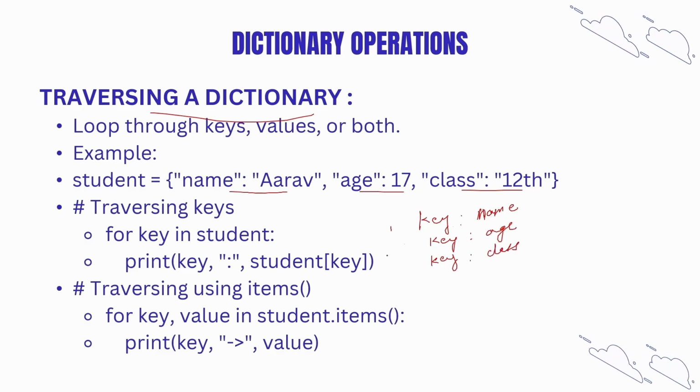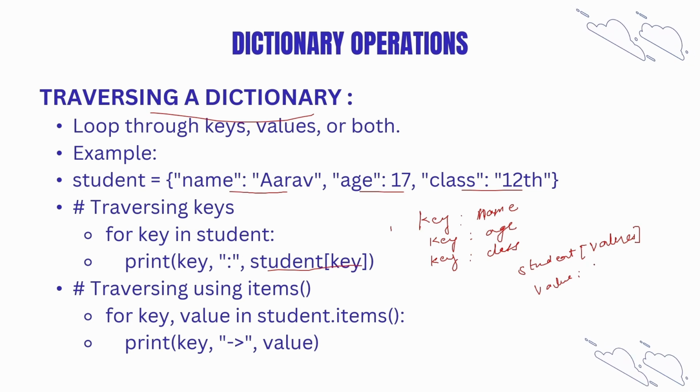Okay, why? Because we are traversing through this dictionary, and while traversing we are extracting student key, and these are the keys: name, age, class. If instead of student key it was written student values, for value in student, print value, it would have given me the values. So the first value is Arav, then the second value is 17, then the third value is 12th.